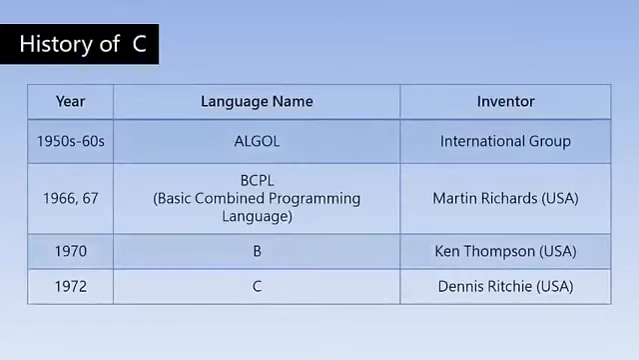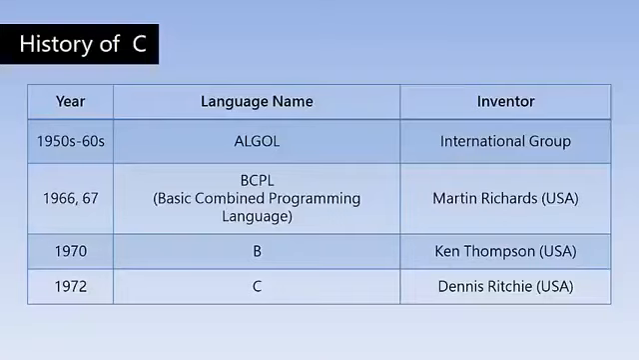Now let us study the history of C. So how C came into the world. Just look at the table, you will get an idea of the years of invention of different languages. Look at the second row, it gives you the first ever language. It is called ALGOL. ALGOL is an abbreviation for algorithmic language, which is the first high level programming language, the ancestor of C, developed in the 1950s and 60s by an international group.